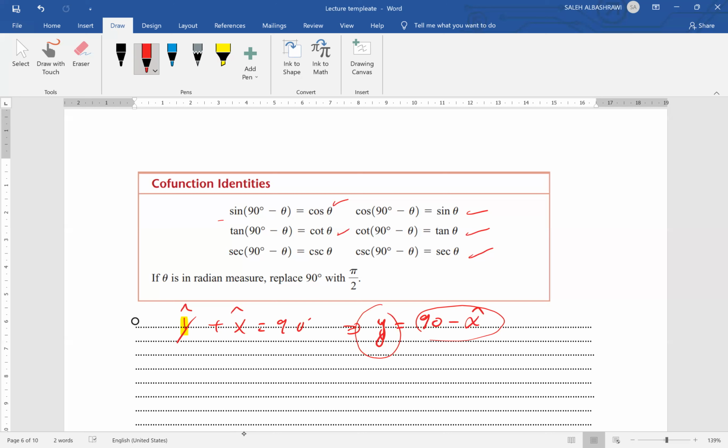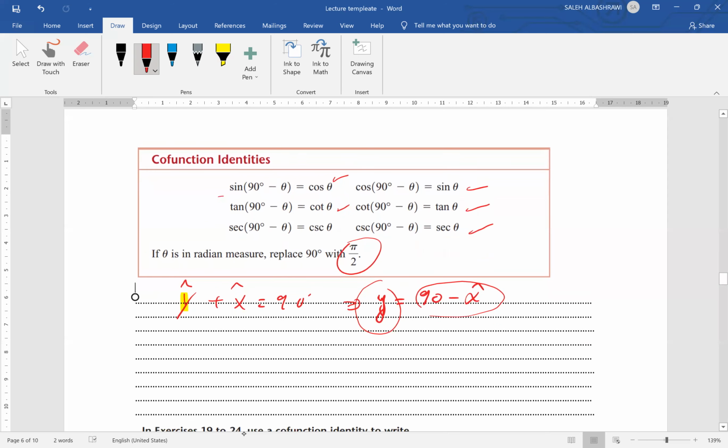If it is given in radians, we use pi over 2. To verify this, I'm going to just show the first one. We have sine, using the difference angles. Sine alpha minus beta equals sine alpha cosine beta minus cosine alpha sine beta. We have this from the difference identities.